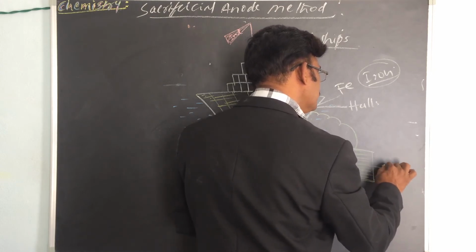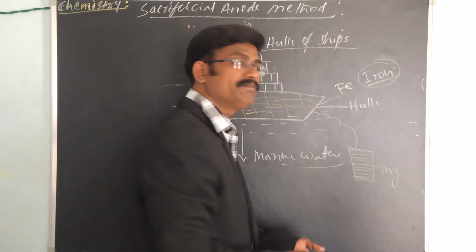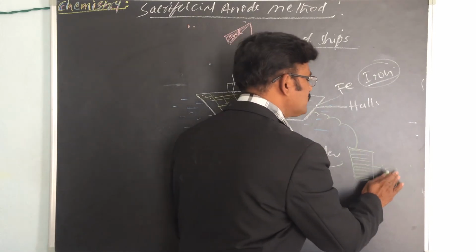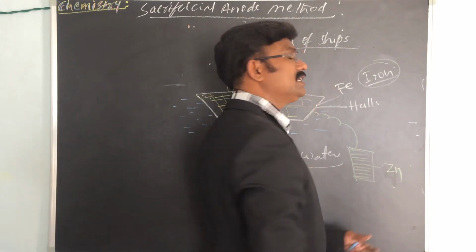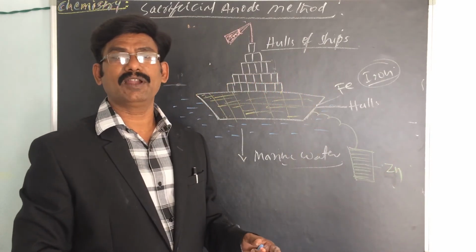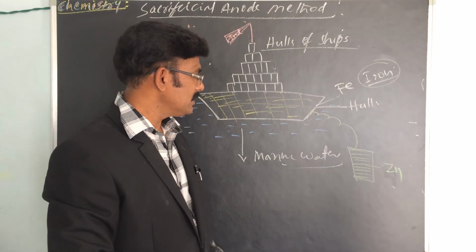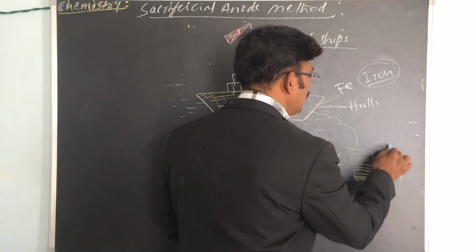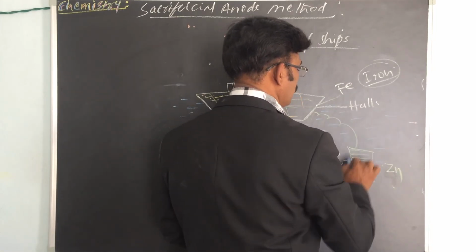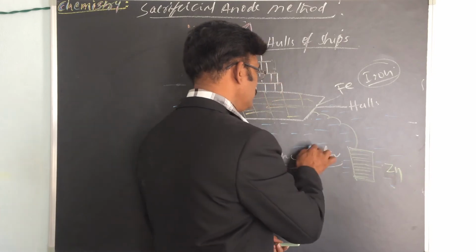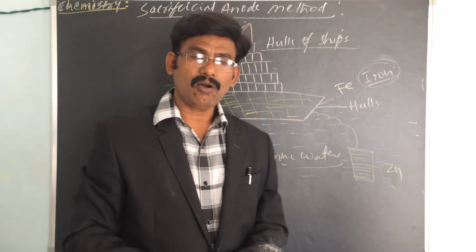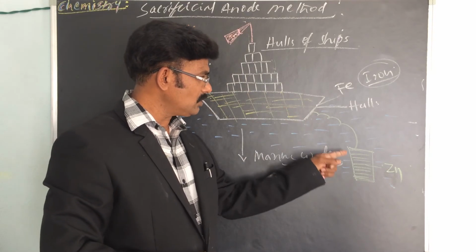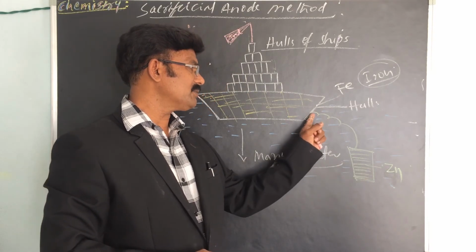Magnesium plates. Magnesium, or we can say the cheaper option is zinc. We can use zinc. Zinc is also an active metal. Zinc plates, in the marine water. The zinc plates are connected between the ship and the active metal, on the hulls of the ships.